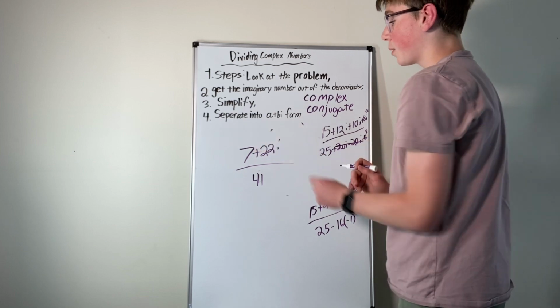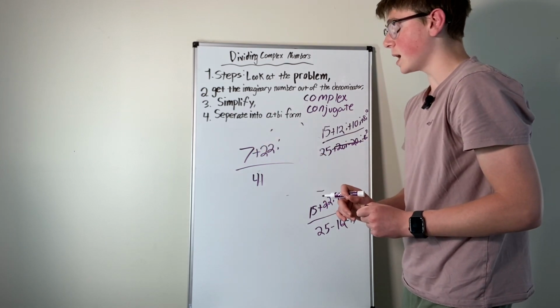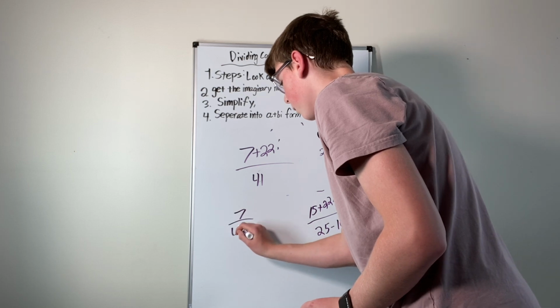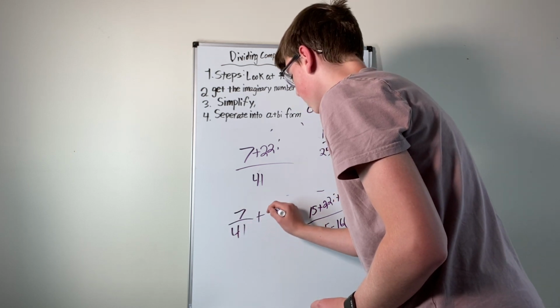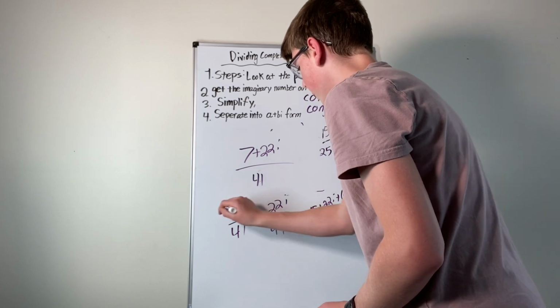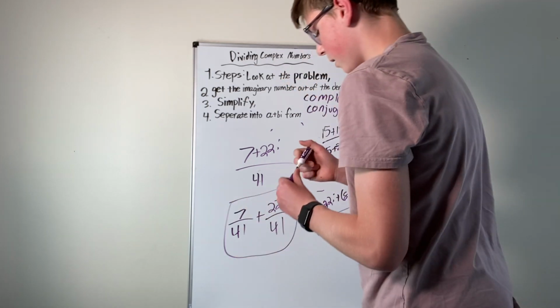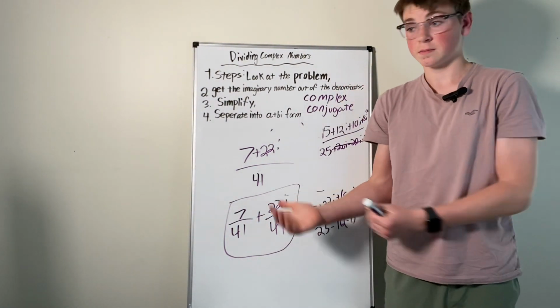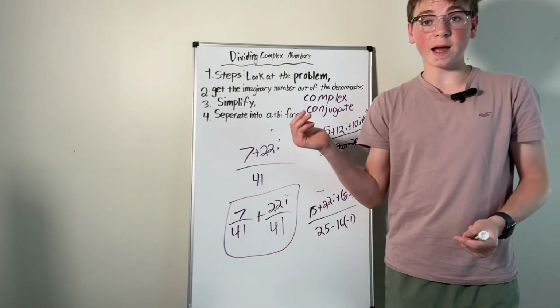Now, we separate into a plus bi form. So that would just be 7 over 41 plus 22i over 41. And that's it. You divided.